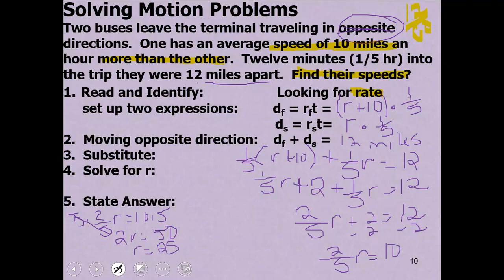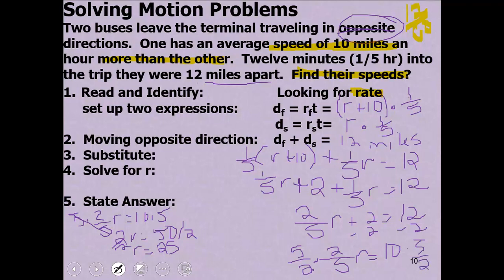Because you would divide both sides by 2. Sorry, I skipped that step. If you wanted to do it all in one step, you would multiply by 5 over 2, the reciprocal of this number. And you would get the same thing.